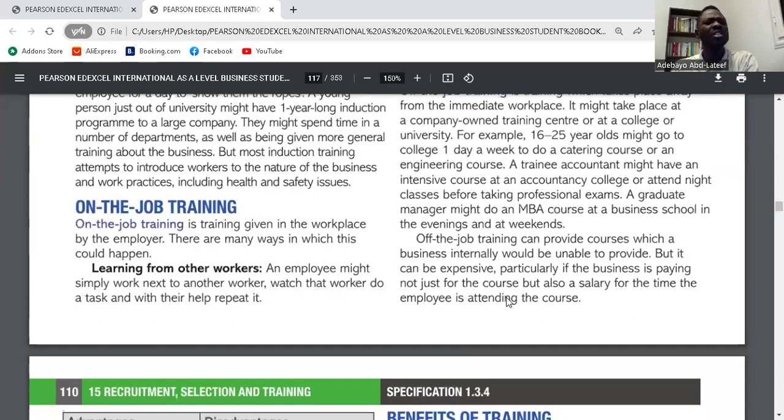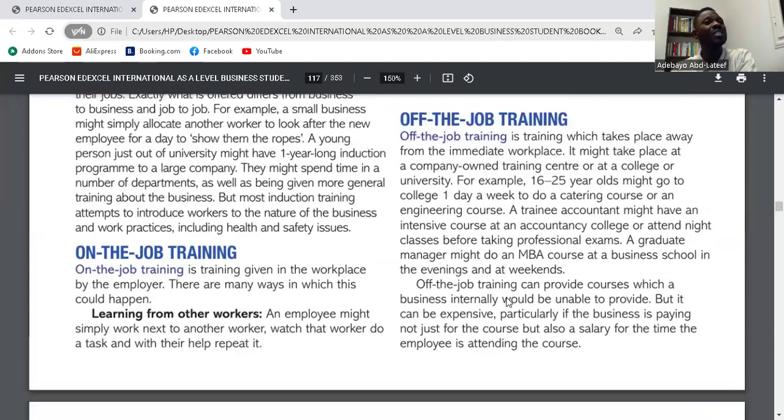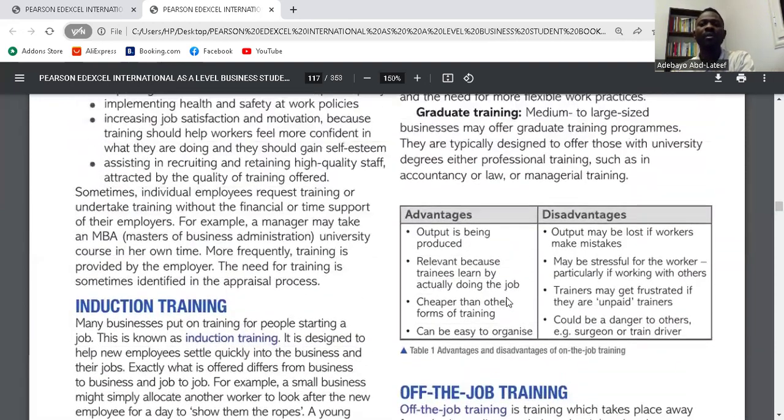We have on-the-job training. For on-the-job training, we're talking about training given at the workplace. So you are being trained while at work. That is on-the-job training. Examples of how on-the-job training could go: one, learning from other workers. That means you learn from your subordinates or people that are working around you. You learn from them, especially those that are very experienced.